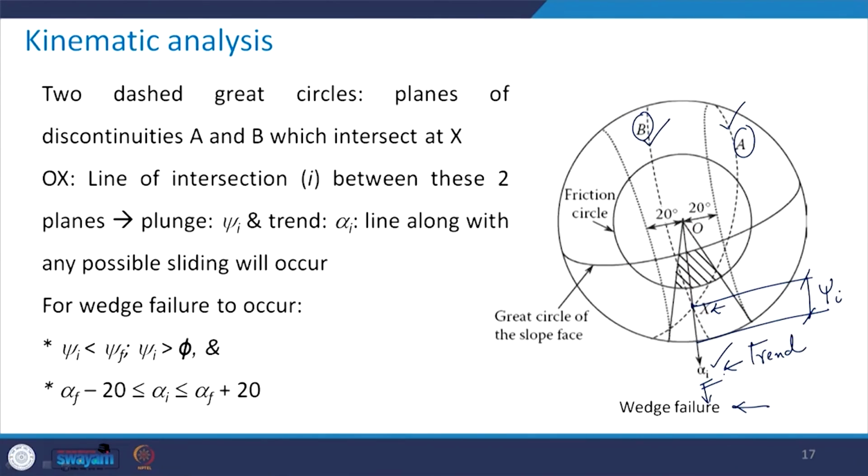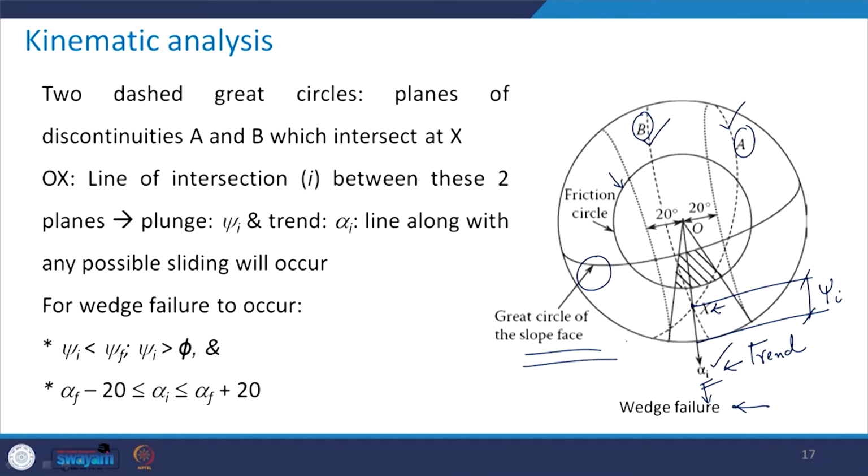Now for the wedge failure to occur, again the conditions are going to be the same, these three conditions, except that in the plane failure we took the plane of discontinuity. In this case we are going to consider the line of intersection of two discontinuity planes, which are A and B here. Additionally, please see how the friction circle has been drawn, and how the great circle for the slope face has been drawn here.